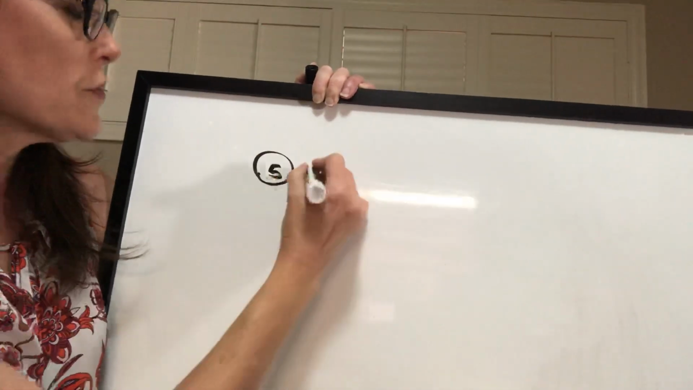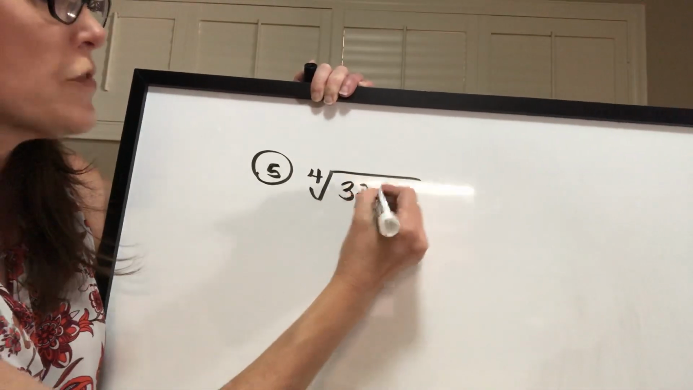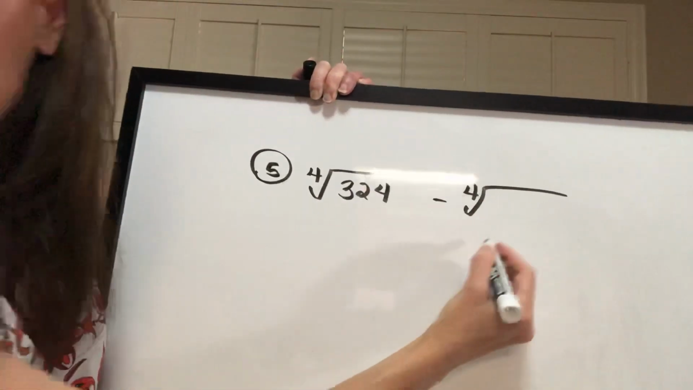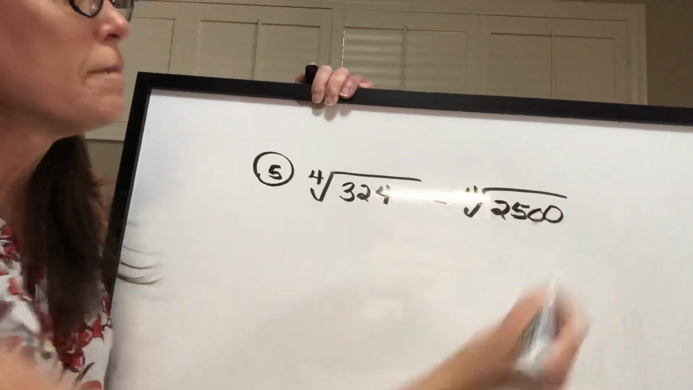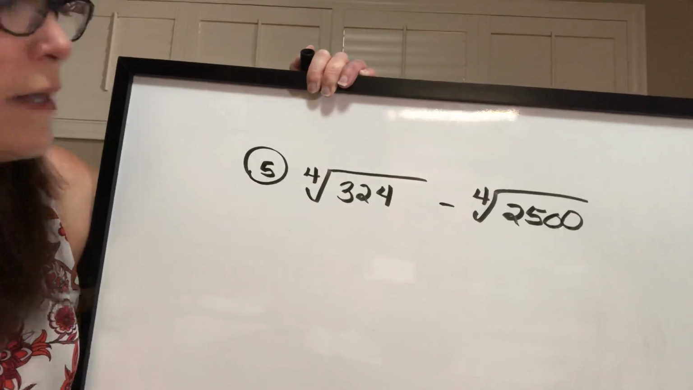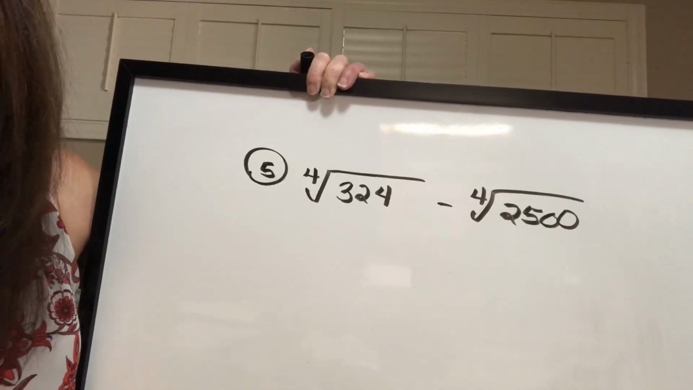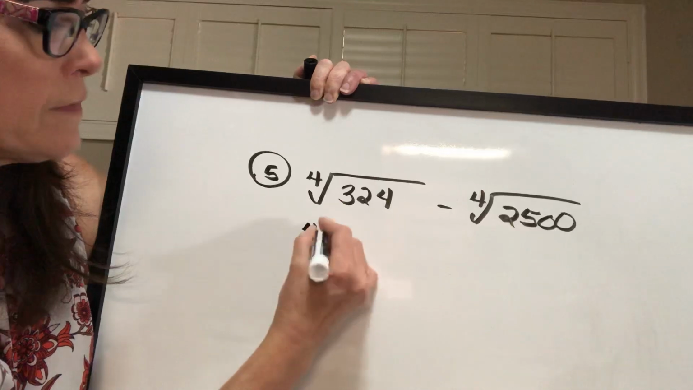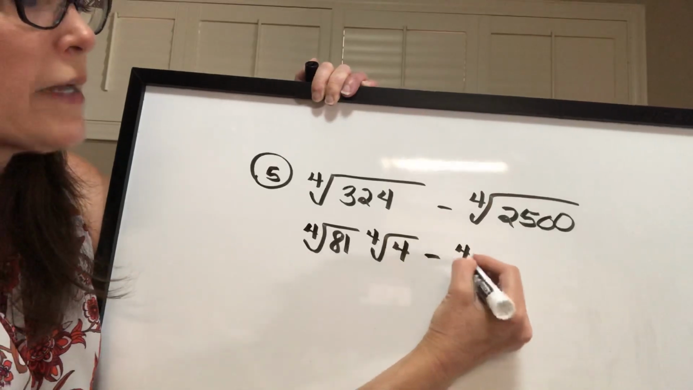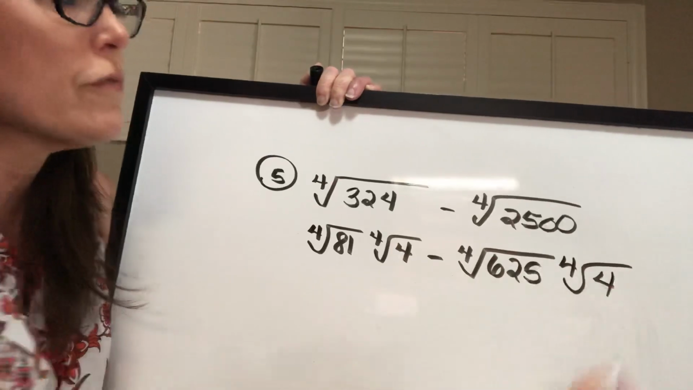Number 5 and 6, these are similar ones, but these are fourth powers, or fourth roots, I should say. So on number 5, it's the fourth root of 324 minus the fourth root of 2,500. Okay, so you want to look at your power sheet that I gave you the other day. Look at the last column, the fourth powers, and see which one of them divides into 324. So you will find that 81 goes into 324 4 times. And for the second one, you'll find that 625 goes into 2,500, also 4 times.